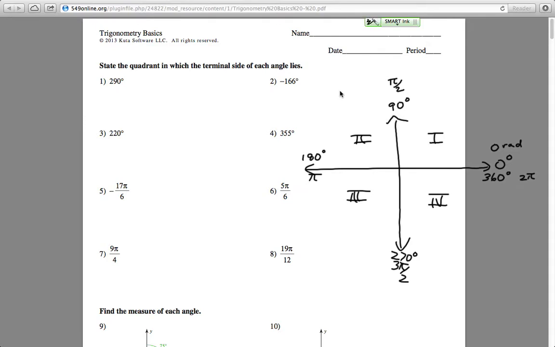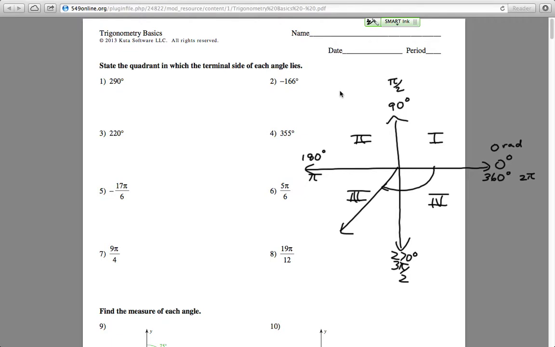So then you could go through these problems. So number 1, it lies in quadrant 4. Now, problem number 2, when you have a negative angle, what's the only difference? It's the other way around. You're going to go clockwise instead of counterclockwise. So negative 166, if 0 to 180 is this way, 0 to negative 180 would be clockwise. So you'd actually be somewhere here located in quadrant 3 for negative 166. So that'd be quadrant 3.